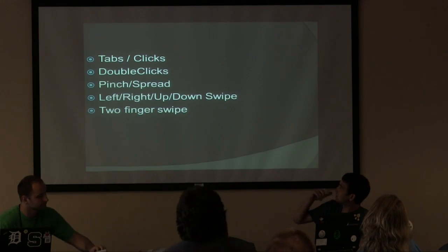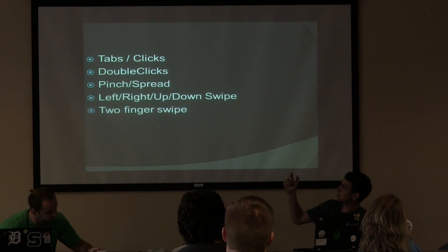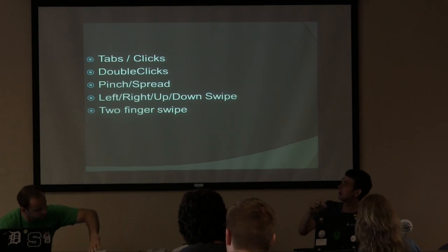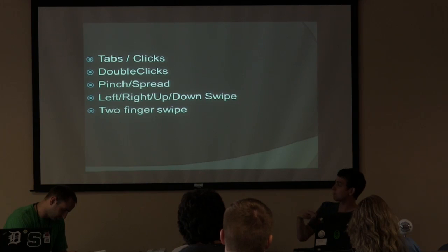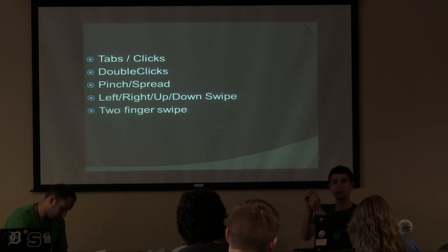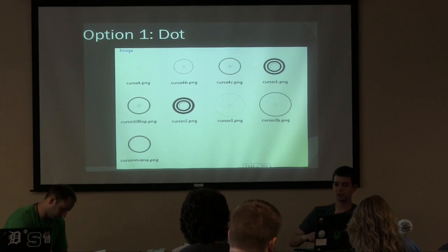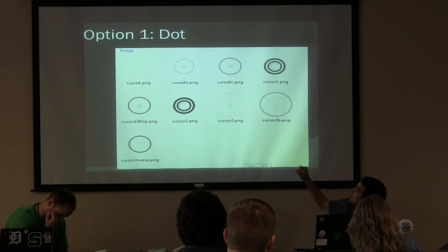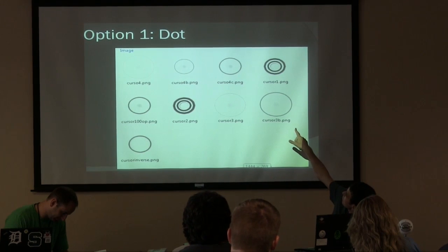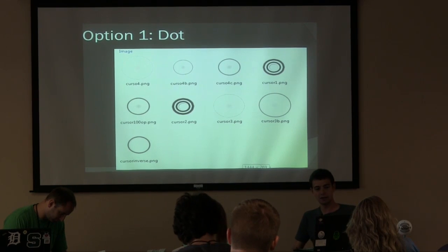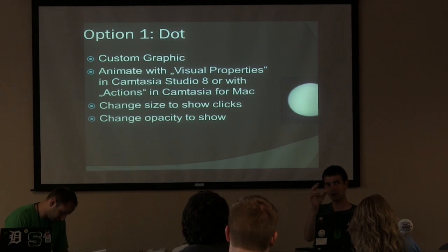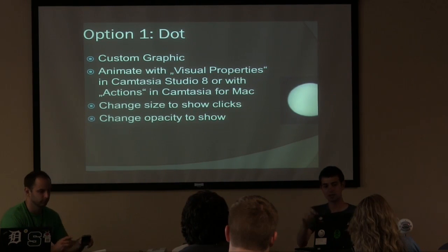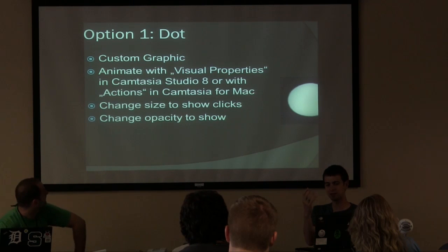So the different gestures, there's different taps and clicks, double clicks, pinching, spreading, left swipe, right swipe, up, down, diagonal, two finger swipe. There's a bunch more, just to show there is a lot of different things we need to visualize. We can't just have one icon that does it all for us. So what I first played around with is I created a bunch of circles. I don't know why they look like X, but they're circles. And in Camtasia, I animated them to show where I'm touching. So I changed the size and the opacity to show that.